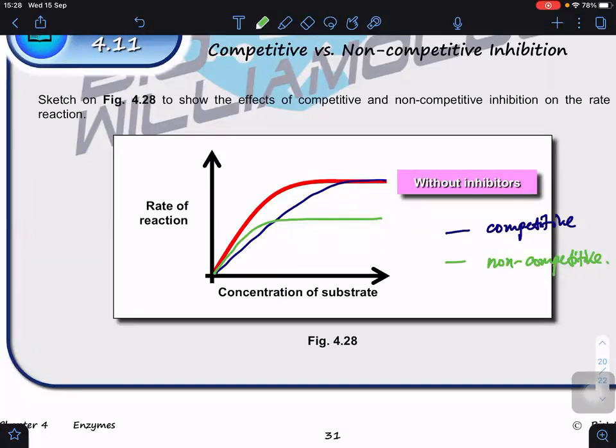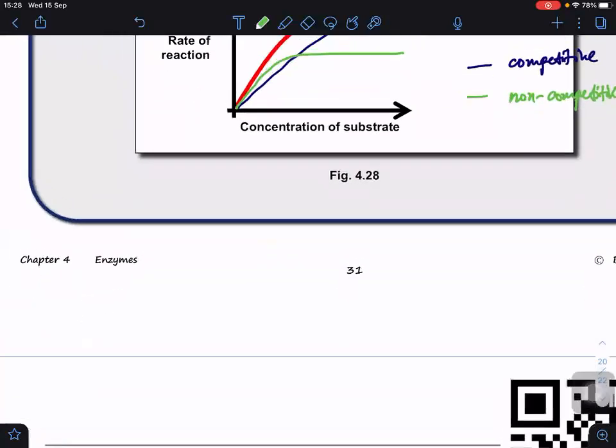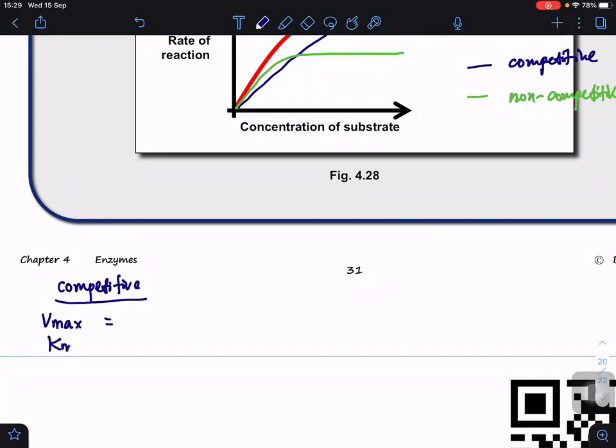Here. So a quick summary, guys, a quick summary. First, we look at this competitive inhibitor. Again, start with Vmax. Vmax will remain the same. Km actually increases. Okay, Km actually increases for competitive. So this one is only applicable to those inhibitors that bind to the active site briefly or temporarily.